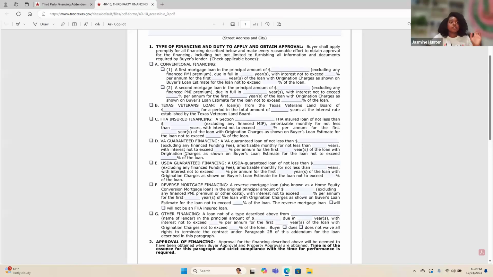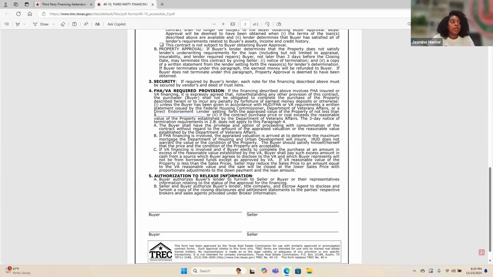Okay. So remember, we talked about earlier the right to terminate due to a lender's appraisal. And I said FHA and VA do not qualify to use that addendum. That's because right here on the second page, this paragraph 4, covers the right to terminate for them in the third party financing addendum. So you don't need a second addendum to talk about the same thing. Okay, so that's why they tell you not to use that addendum if they're using a VA or FHA loan, because it's covered right here in this document.